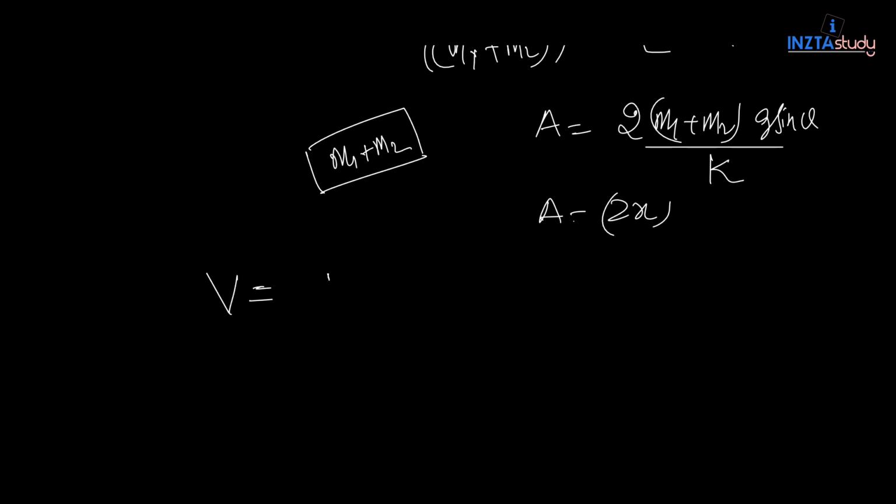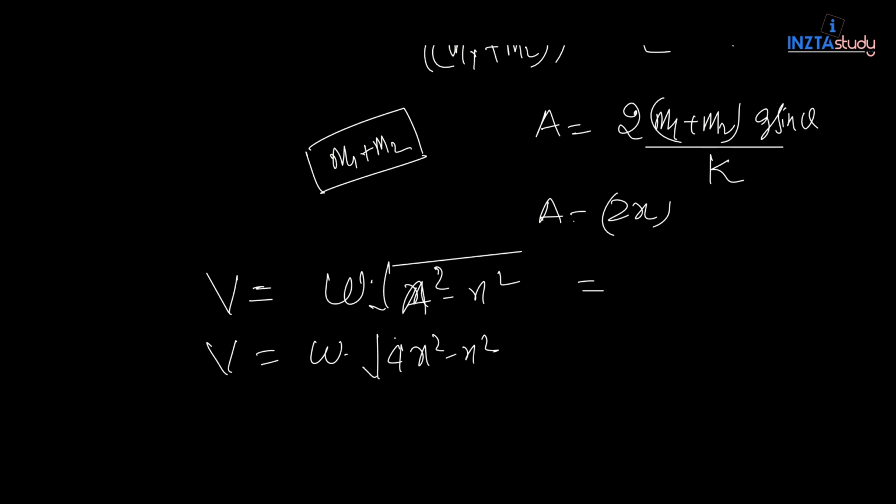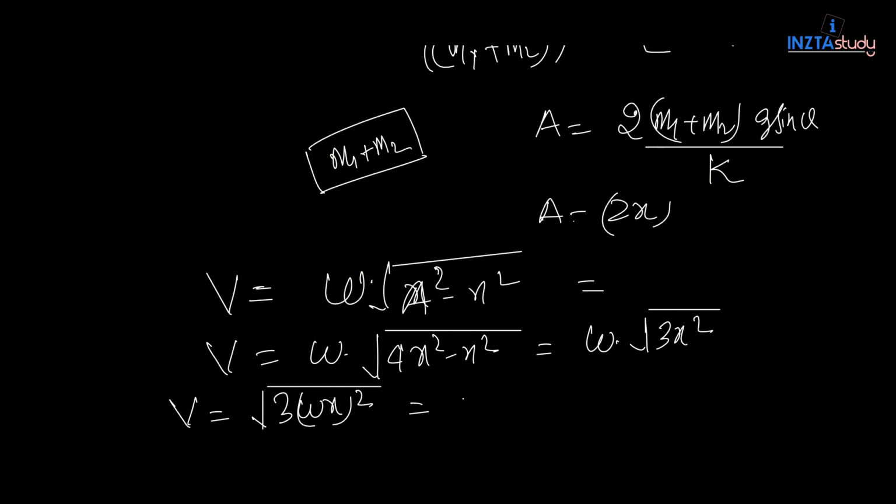Velocity is equal to omega into root over A square minus x square. You know this formula. So we will have omega into root 3 x square. Now v square is equal to 3 (omega x) whole square. If you substitute the value, you will get 3 (m1 plus m2) by k into g sine theta.